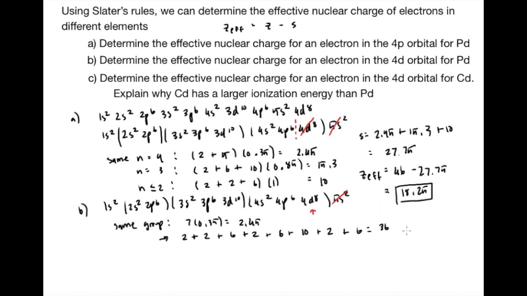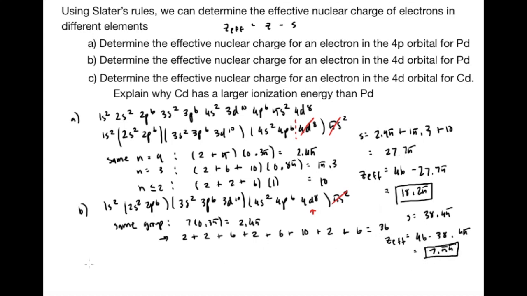And so if we determine the shielding constant, this would be 38.45. And so if you were to determine the effective nuclear charge, this would be 46 minus 38.45. And so you end up with 7.55, which is your final answer for part B.